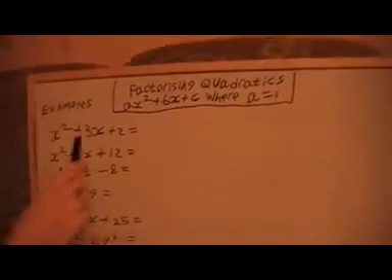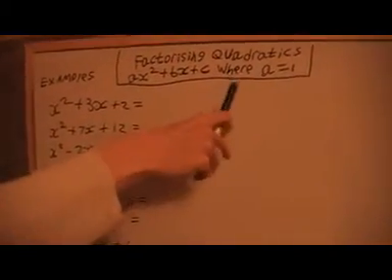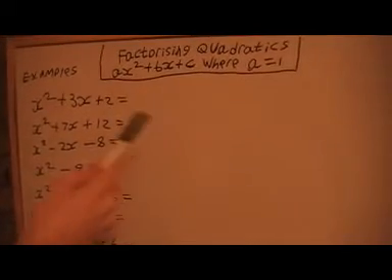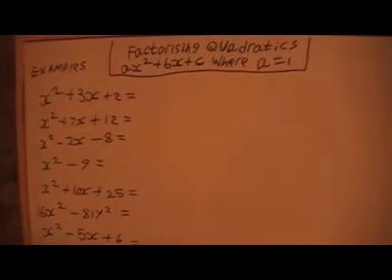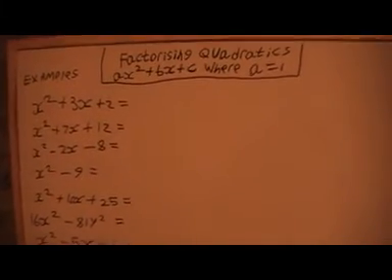Today we're going to learn about factorizing quadratics. Now a quadratic expression is an expression of the form ax squared plus bx plus c, where a, b and c are constants. Today we're only going to look at quadratics where a is equal to 1. Okay? And if a is equal to 1, we don't need to put a number in front of here.